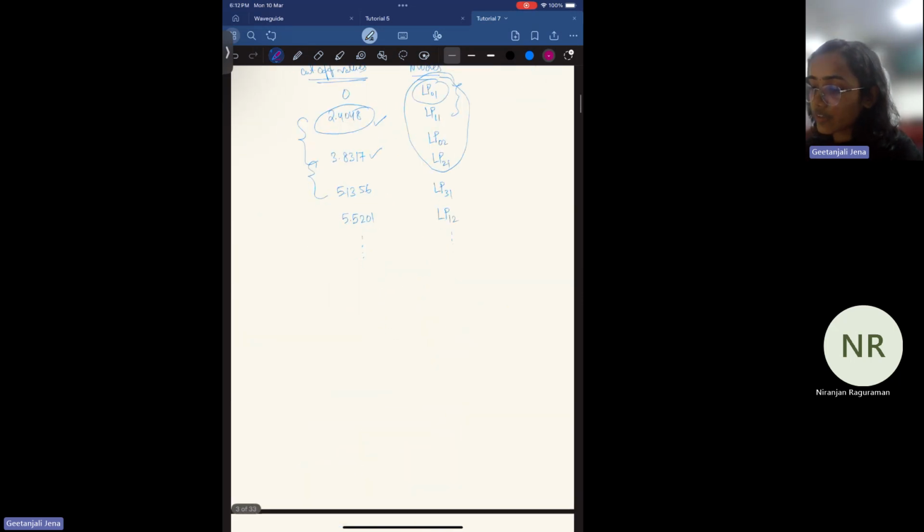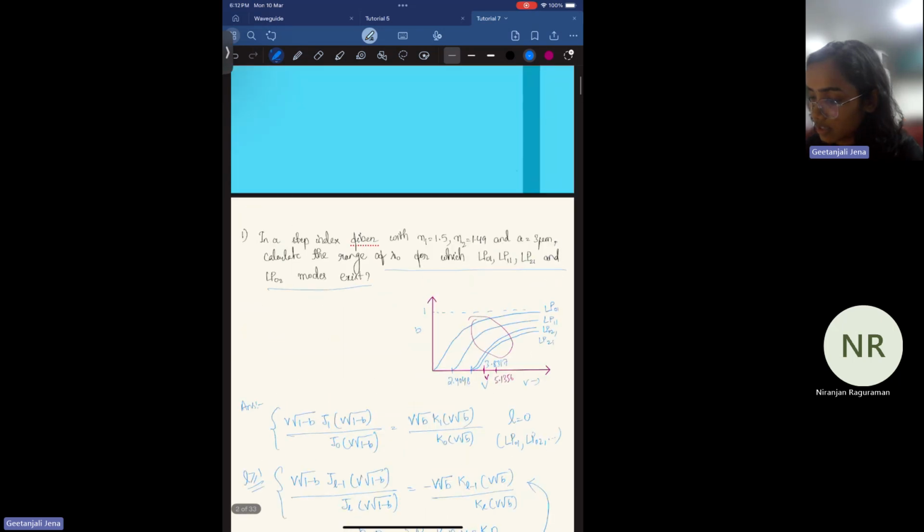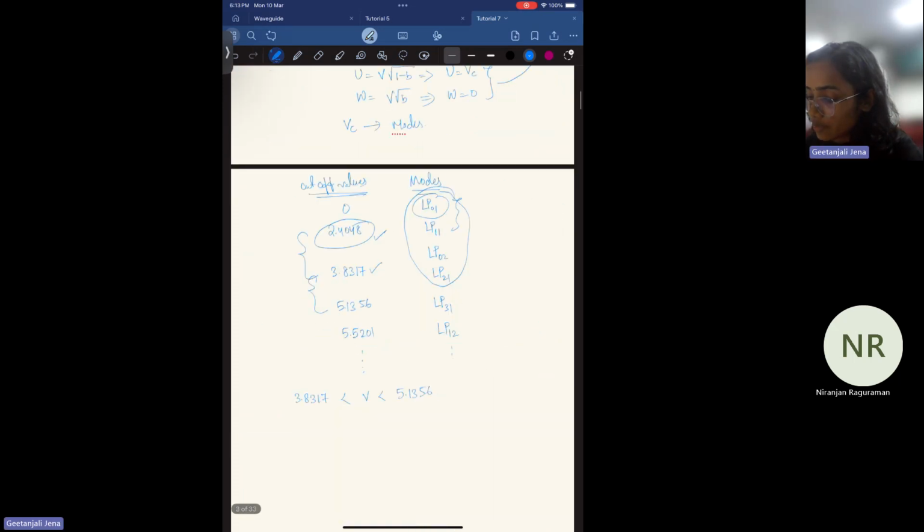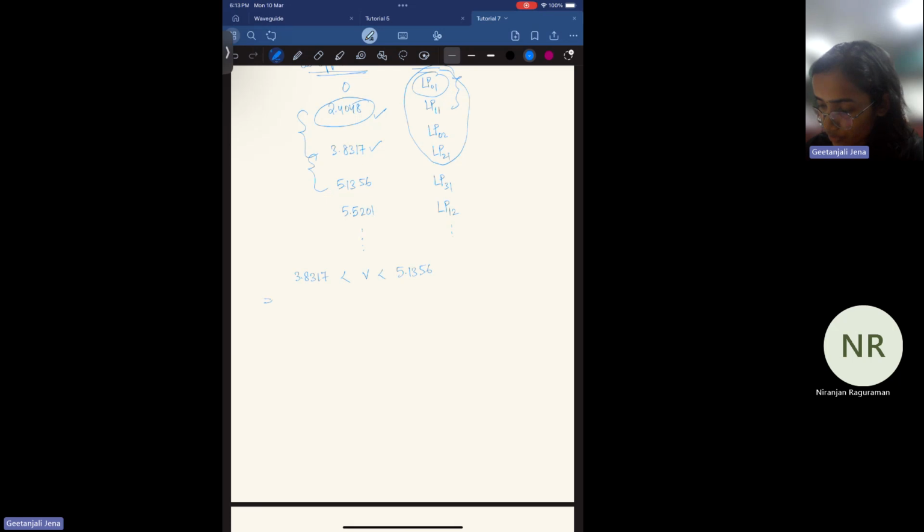So to find out the value for wavelength, we have to use the condition that V value should lie between 3.8317 and 5.1356. And all the parameters for the fiber are already given. Let me see. So N1 is given 1.5, N2 is given 1.49, A is also given. So that means we can expand the expression of V.